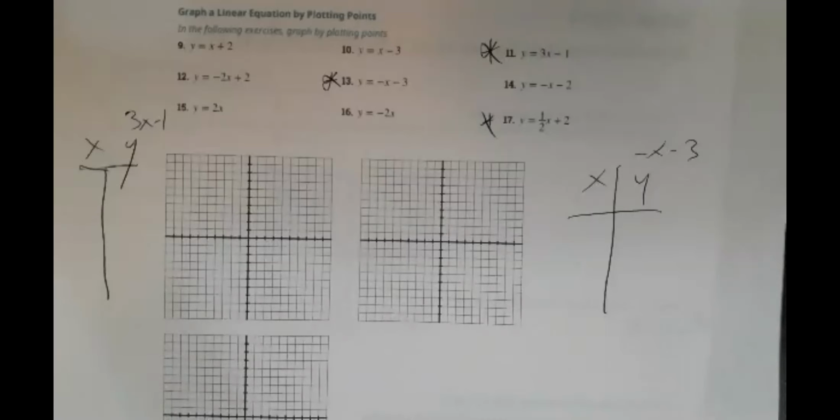Do you want us to do 11, 13, and 17 all at once? Yeah, 11, 13, and 17. So you have 3 different graphs to do. Okay, thank you. And so find some points that are on that graph.